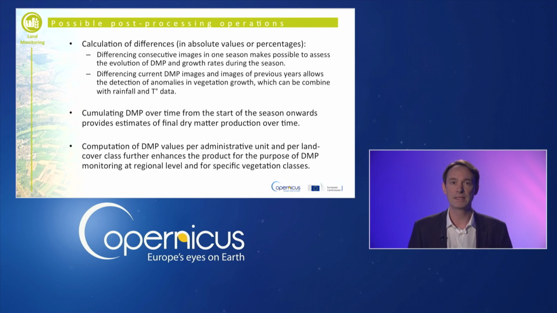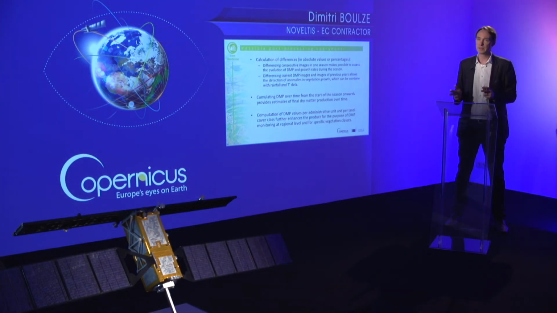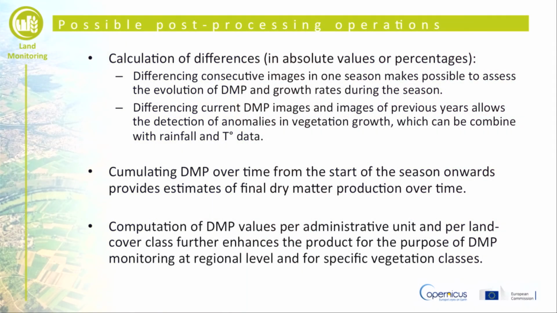Also, cumulating DMP over time from the start of the season onwards provides estimates of final dry matter production for the period. A last suggestion is the computation of DMP values per administrative unit and per land cover class that further enhances the product for the purpose of DMP monitoring at a regional level and for specific vegetation classes.